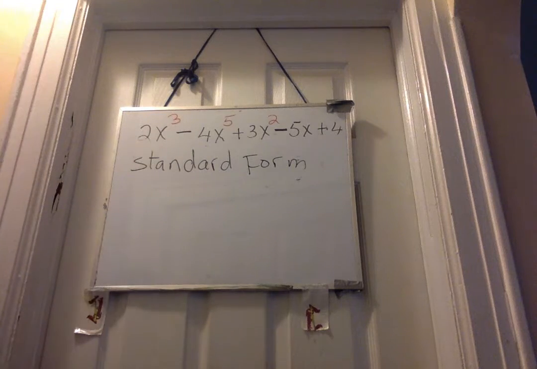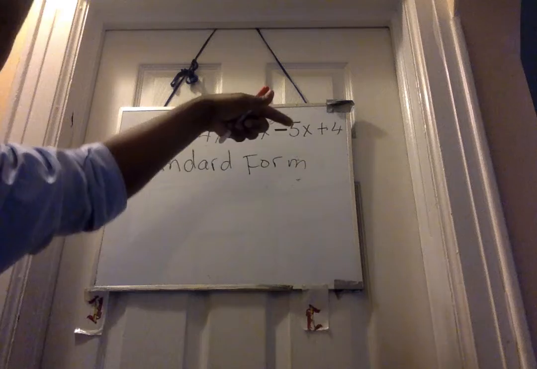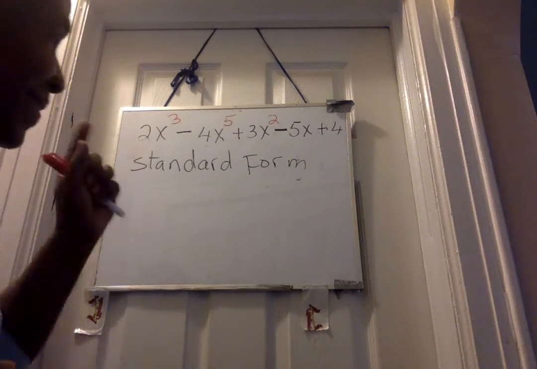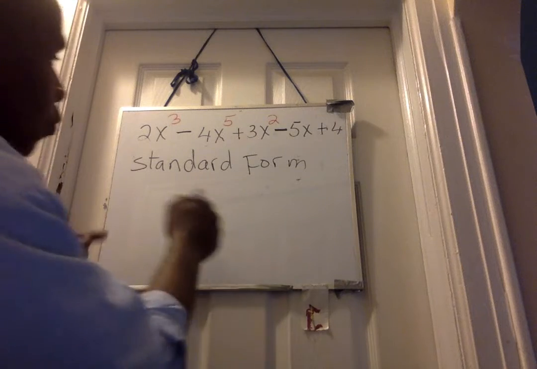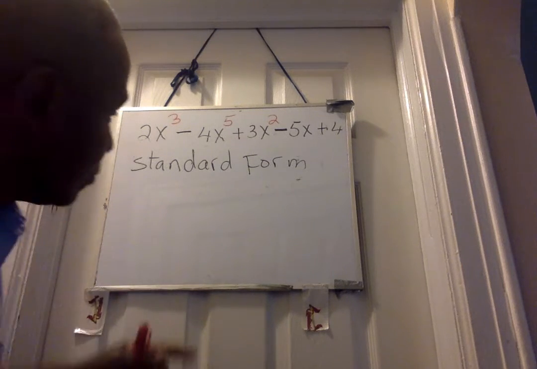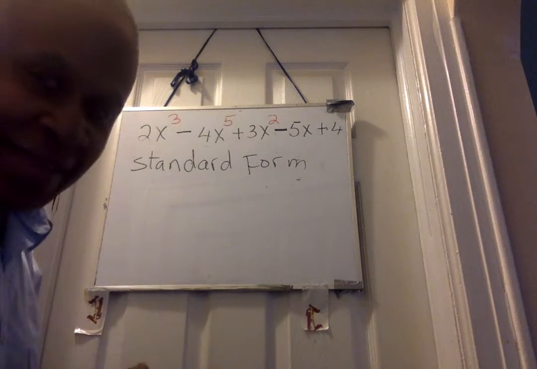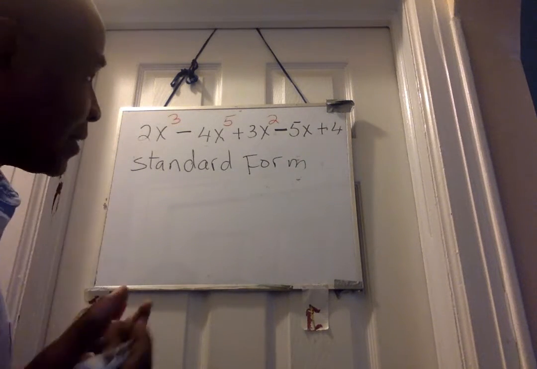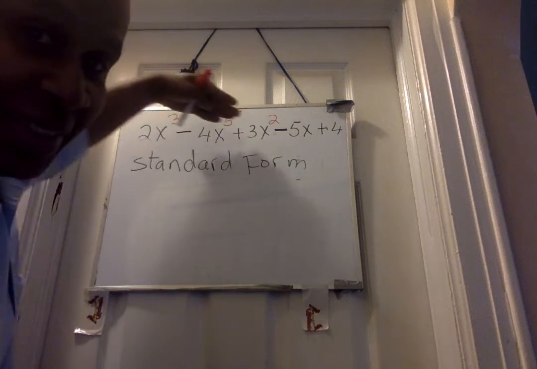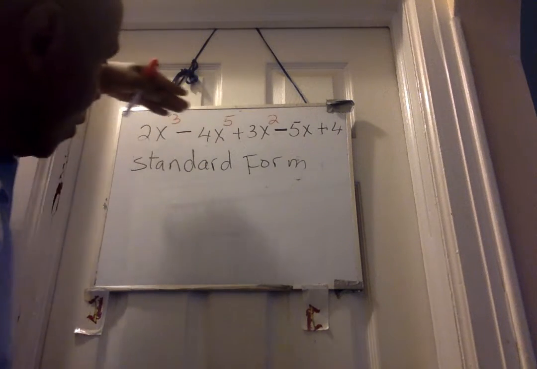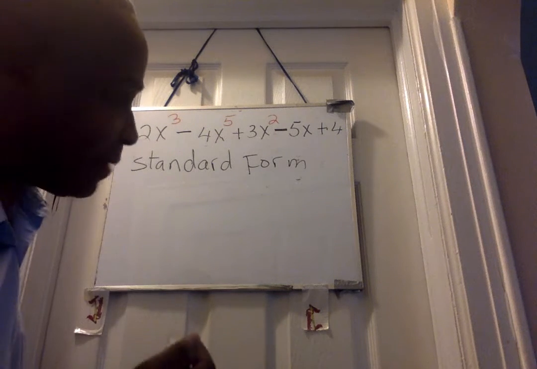Okay, standard form. Right now it's not in standard form. Okay, it's written, but it's not in standard form. Standard form means this polynomial has to be written with the exponents going down. Notice this one 3 is going up, but it went down again. No, it cannot be like that. It's not in standard form. For it to be in standard form, it has to be from the highest going down. Okay, so going down from left to right. The exponents have to be going down from left to right.